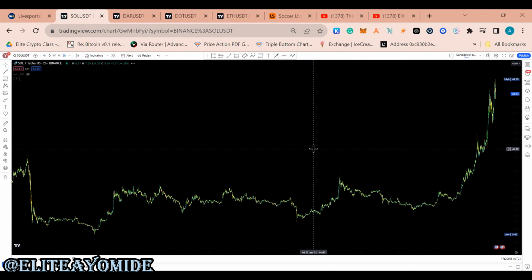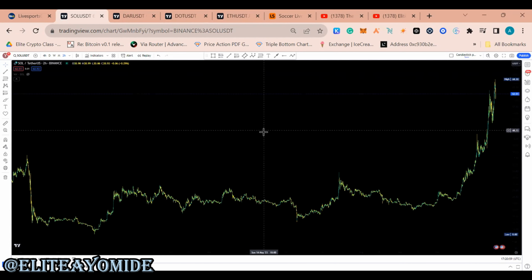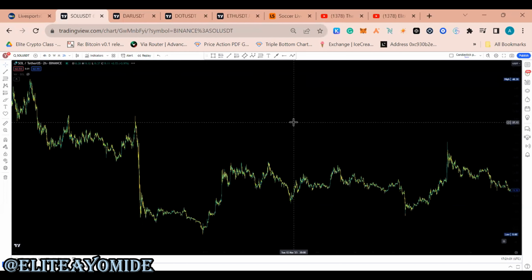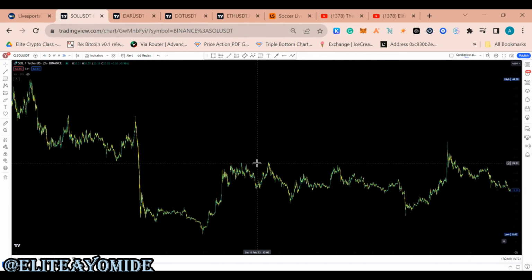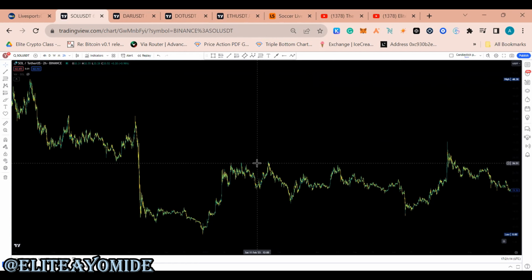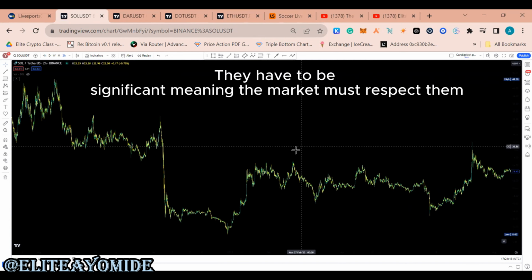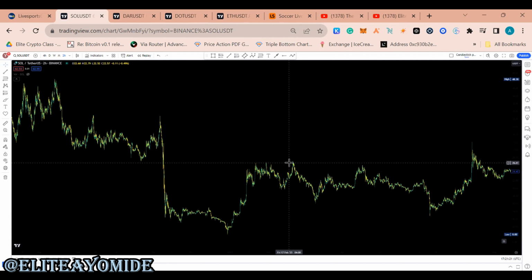So this is the Solana/USDT 2 hours time frame, 2 hours chart. Now the first thing you want to look for, if you are drawing support and resistance, is the highest number of touches. Now these are the properties of support and resistance. They must be obvious. That means you have to see them easily on your chart, and they have to be significant. Now looking at these charts, you can see that obviously there is a line where the market keeps turning back whenever it gets there.